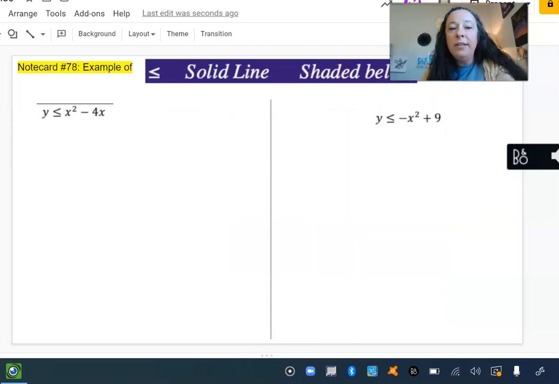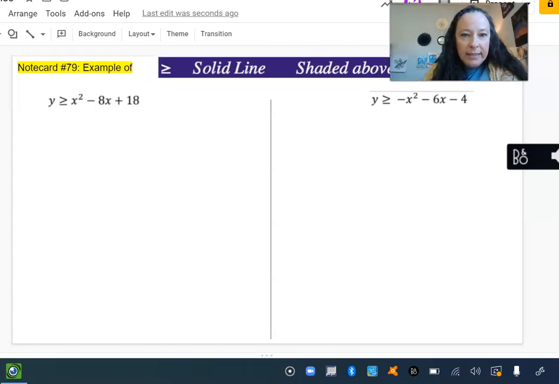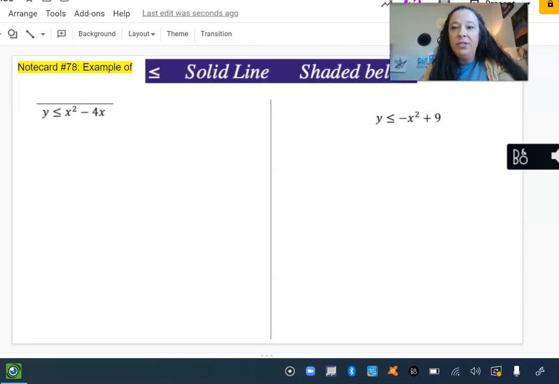All right, so here's note card 78. We're going to be looking at solid lines now. So this is a less than or equal to. And so it's going to be solid and shaded below. So pause me and get yourself set up. Okay, so the first one that we're going to do for this note card is y is less than or equal to x squared minus 4x.